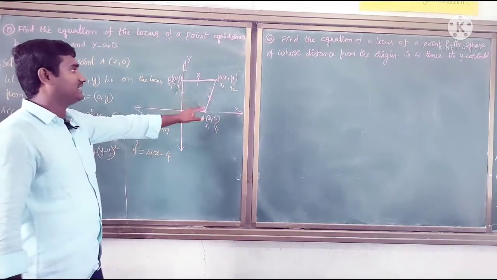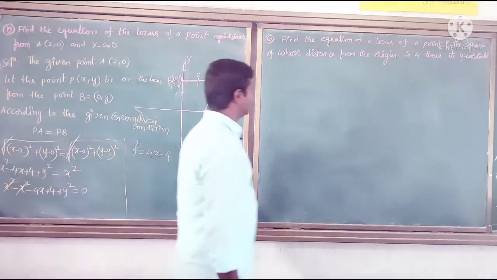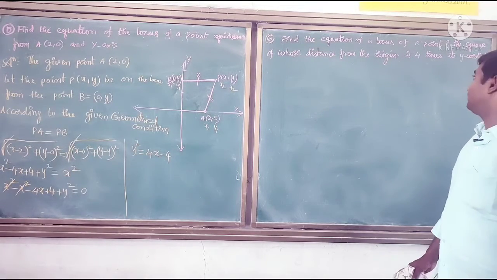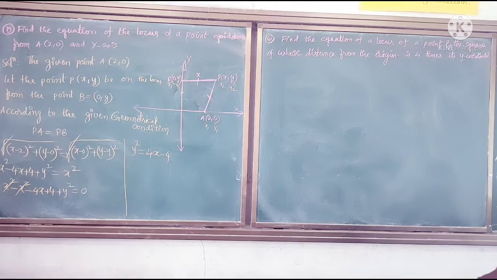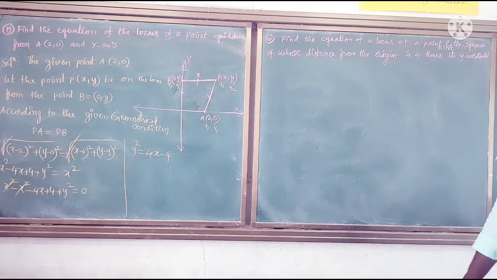Okay, if you understand the diagram, it will be easy for you to understand. Next question we have. Find the equation of a locus of a point P, the square of whose distance from the origin is 4 times its y coordinate. So, equation of the locus.